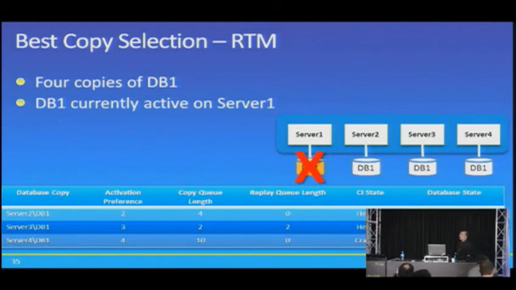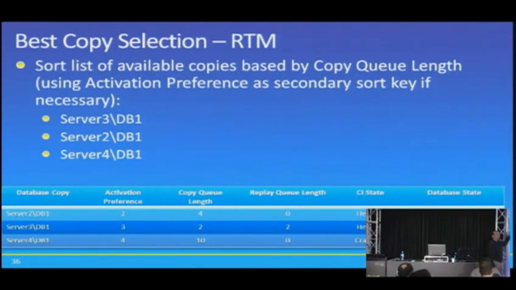So we call it disconnected and healthy. So later on when we reconnect, maybe it'll come back healthy. We don't know. Okay, so I had a failure occur, and the first thing we do is RTM. Again, we sort them by copy queue length. Okay, that's that column right here. So we've got 4, 2, and 10.